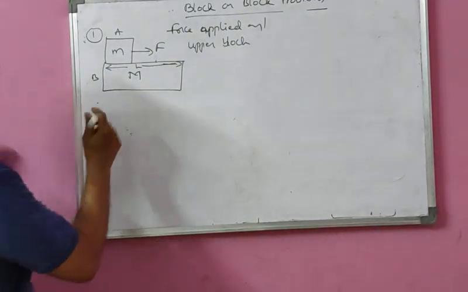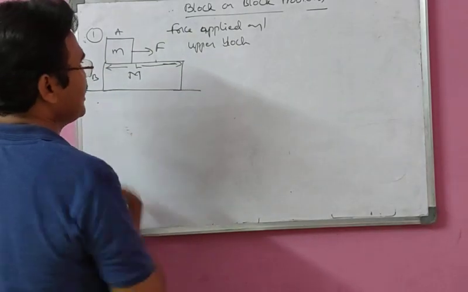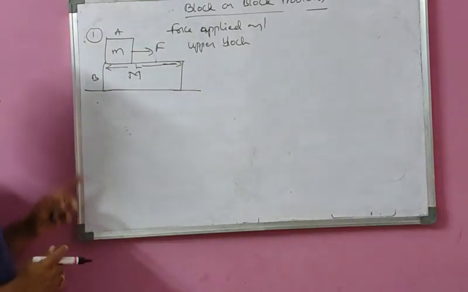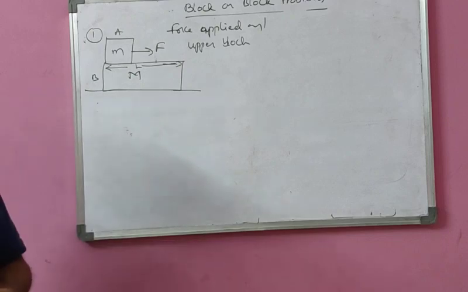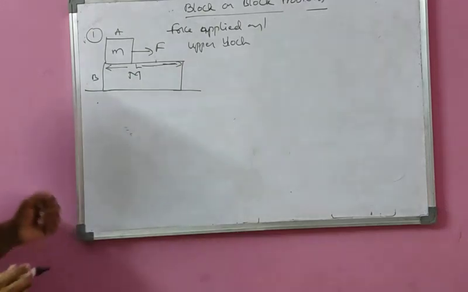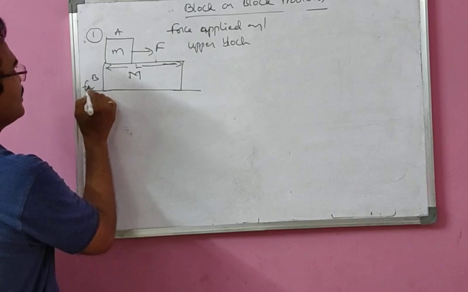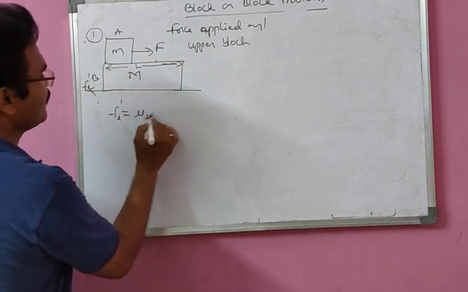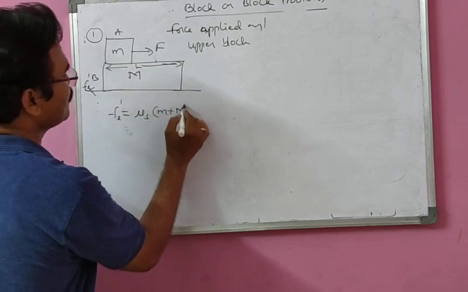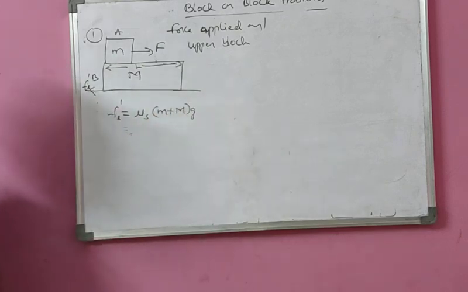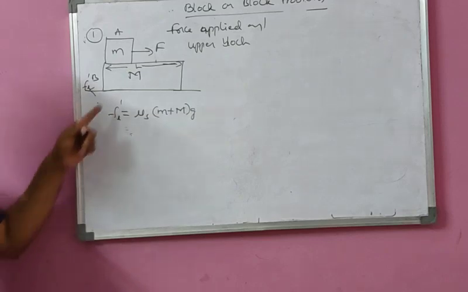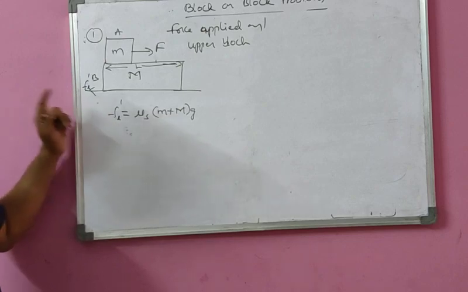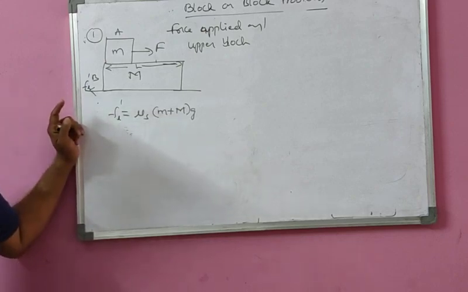But the fourth case is the friction between block B and the surface. Suppose the friction is there between block B and the surface also, what happens here? Then there is a limiting friction that comes here. That is FL dash, I am going to take here. So FL dash equal to mu S of (M plus M) g. This is the limiting frictional force acting on the lower block, that means between block B and this surface.